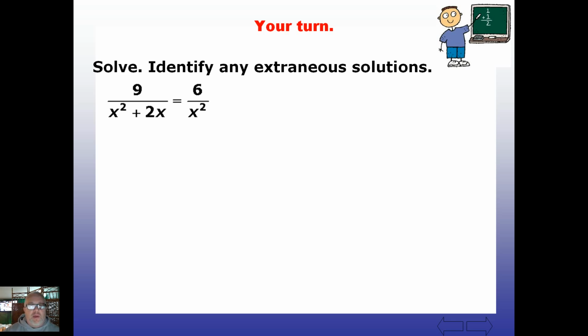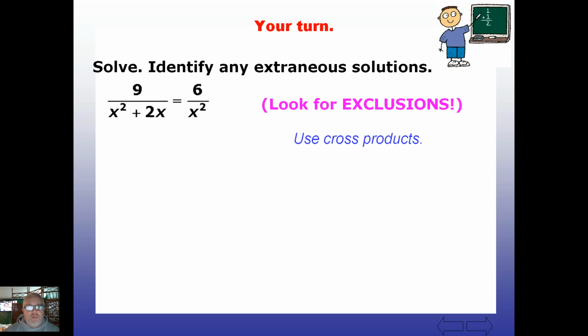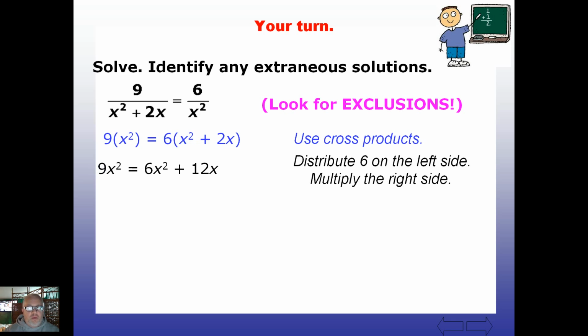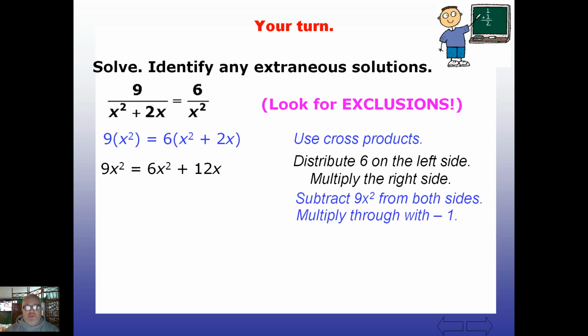All right then, how about this? Looking for exclusions here. If we cross multiply, we end up with 9 times x squared equals 6 times x squared plus 2x there. Distribute, multiply, we end up with that. I'm sure you can see where that came from. Let's clean everything up, shoving it all over to one side and set it equal to 0. And here we are with factoring.